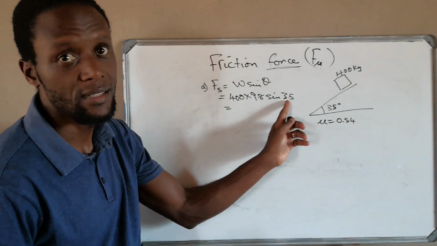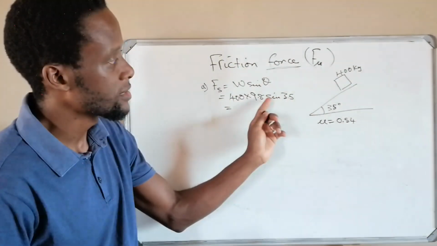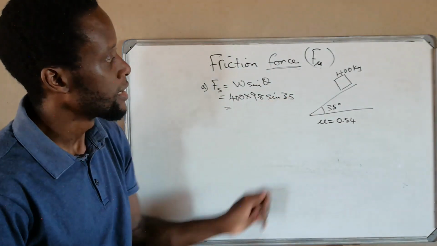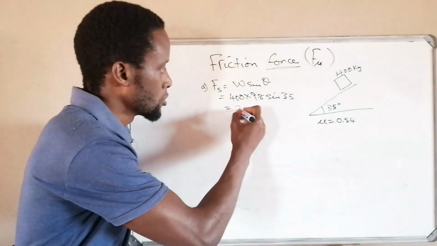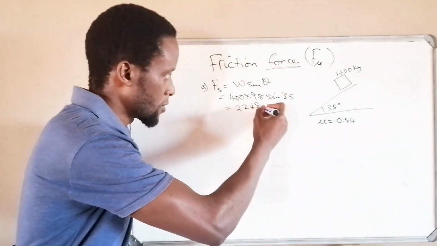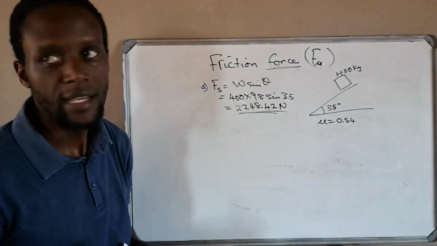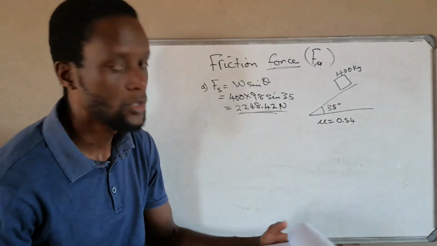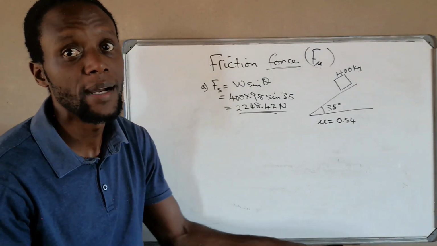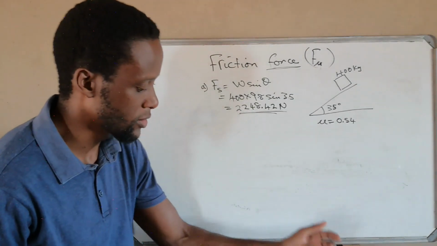We work our calculator. Make sure your calculator is in degrees. When we punch sine theta, that theta should be in degrees. We get 2248.42 newtons. Okay, this is newtons. If they had required us to give our answer in kilonewtons, we would divide by 1,000 to convert that to kilonewtons.